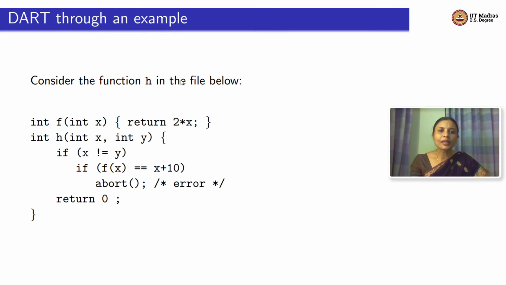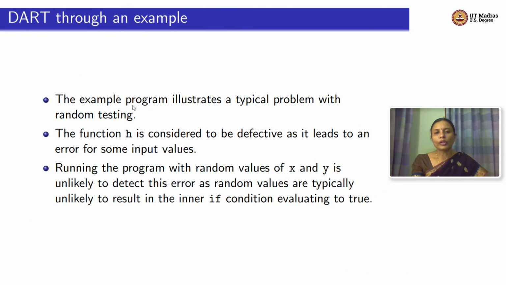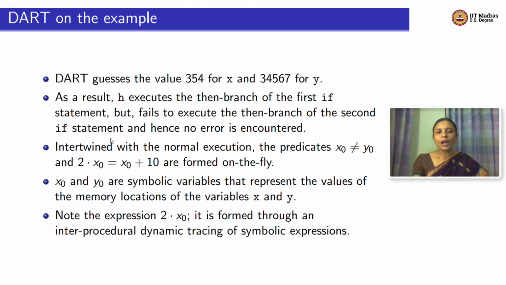I'll skip this. I'll take the same example. We will quickly revisit it. It's exactly the same example. So the example illustrates a problem with random testing, as we just saw. It's difficult to reach the error statement. So how does Dart do it?